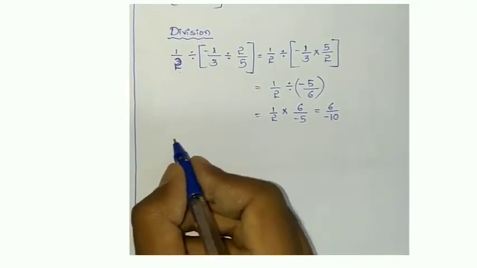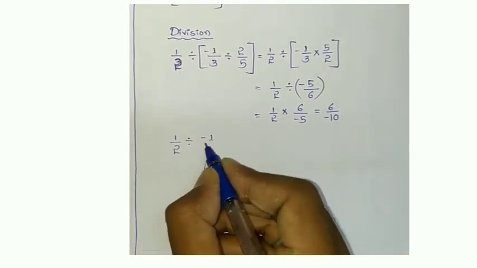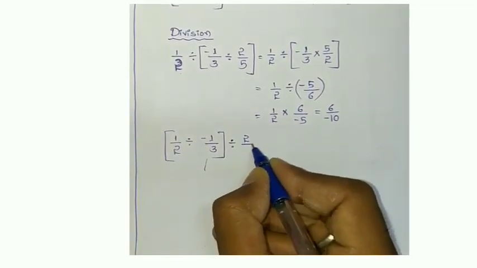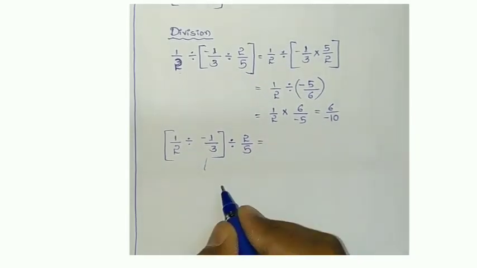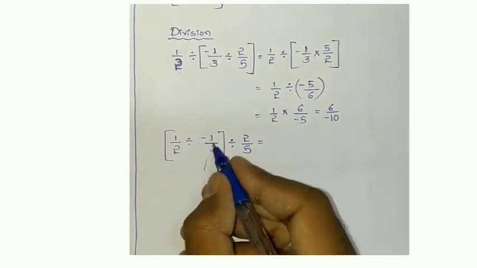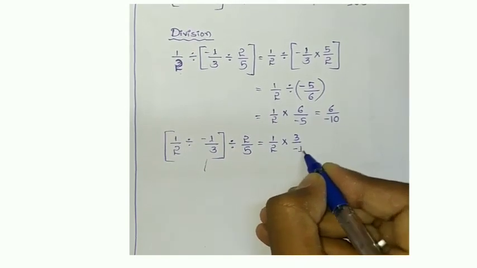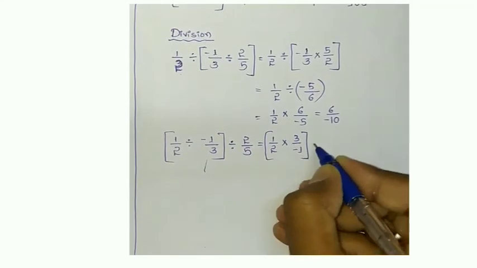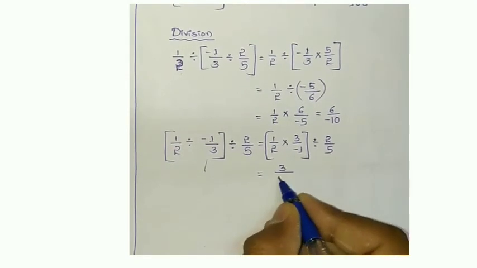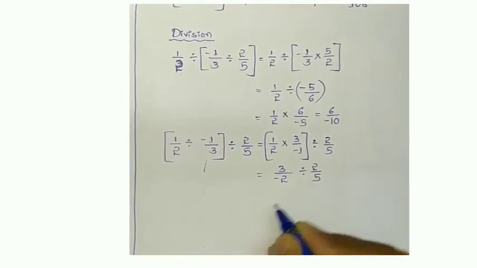Okay, now taking the bracket for the first two terms: 1 by 2 divided by minus 1 by 3, whole divided by 2 by 5. Here if we calculate the first two terms for division, take the reciprocal of the second term, that is 1 by 2 into 3 by minus 1, divided by 2 by 5. So 1 into 3 is 3, 2 into 1 is minus 2, divided by 2 by 5.